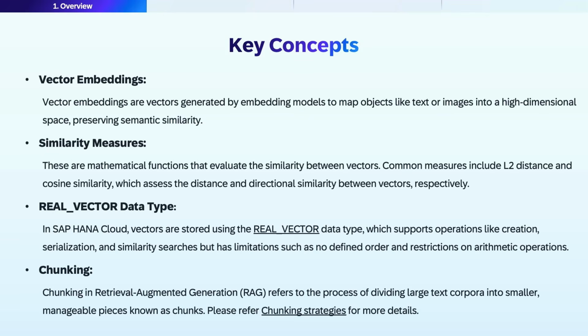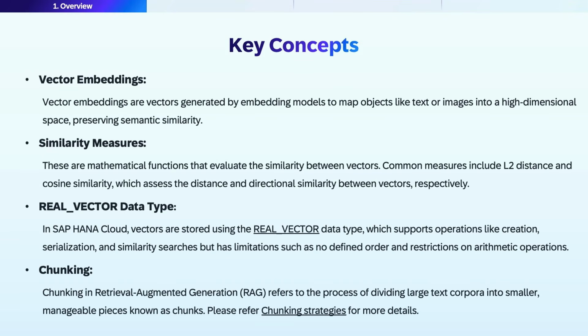Embedding vectors are typically stored in vector databases. SAP HANA provides capability to store and an engine to process those vectors. REAL_VECTOR is the data type in HANA which supports creation of vector serialization and performs similarity searches. Chunking, in RAG, is an important aspect and is the process of splitting large text in smaller segments, also known as chunks. We will cover more detail on chunking strategies in upcoming slides.